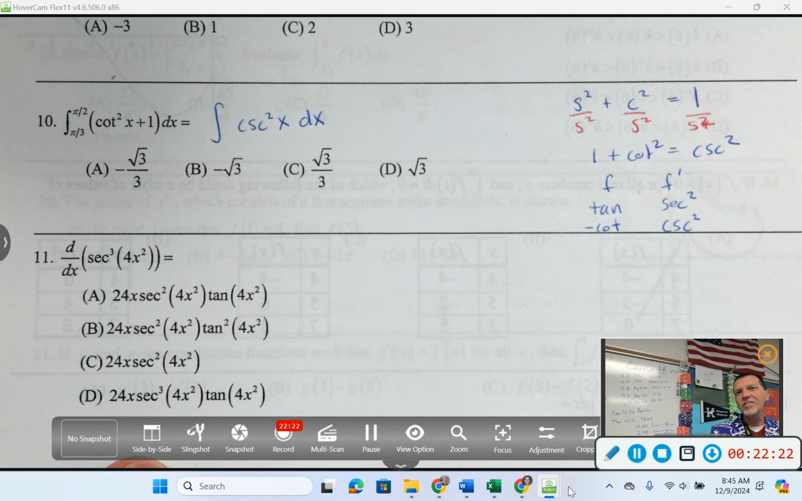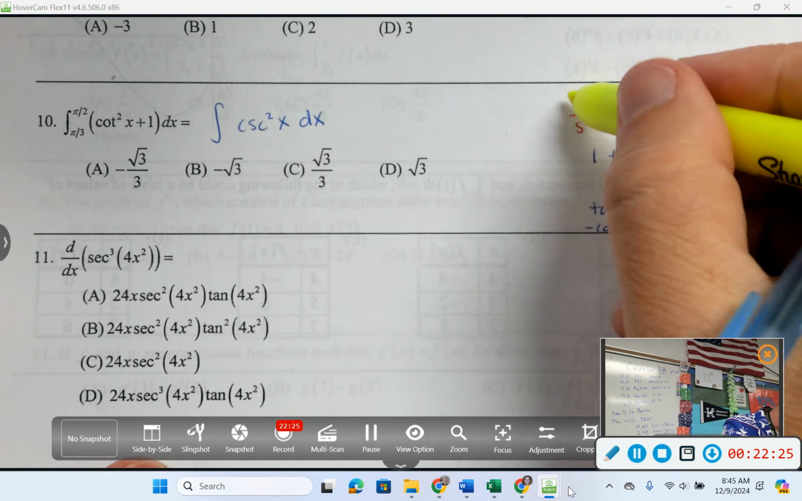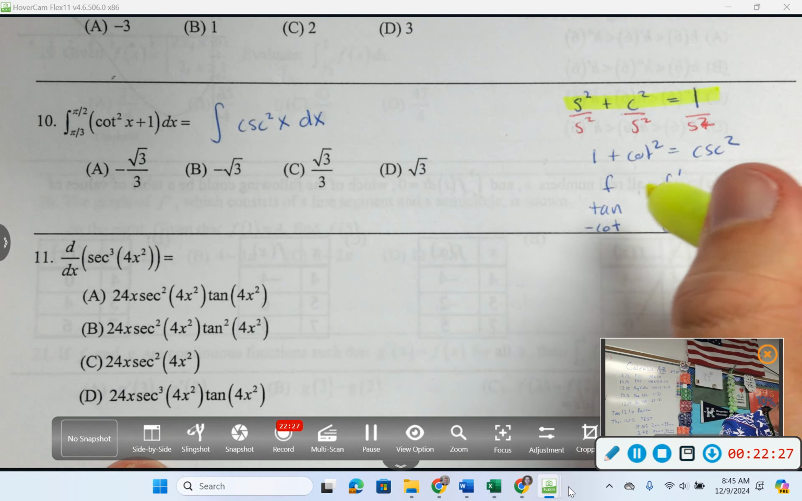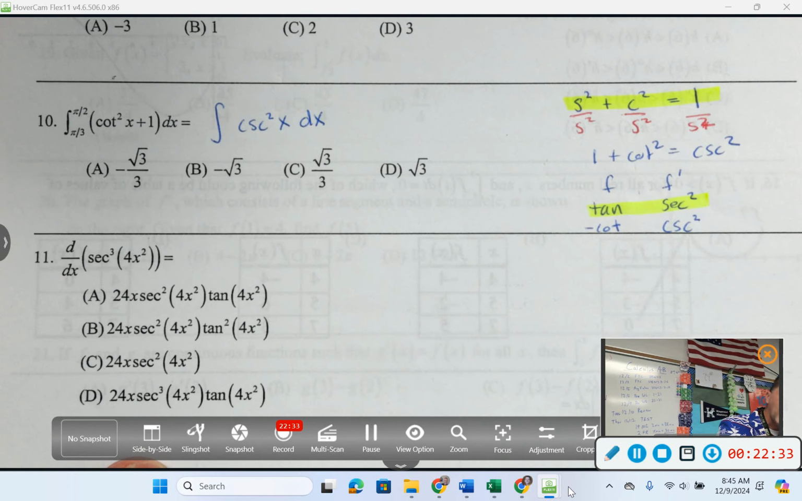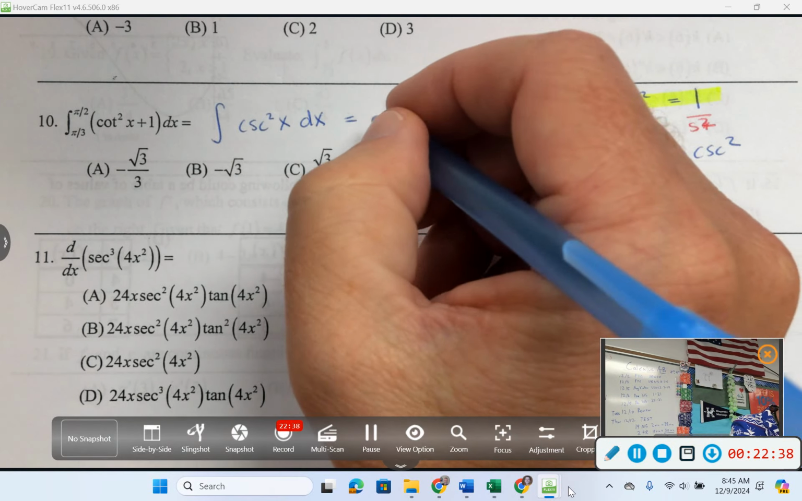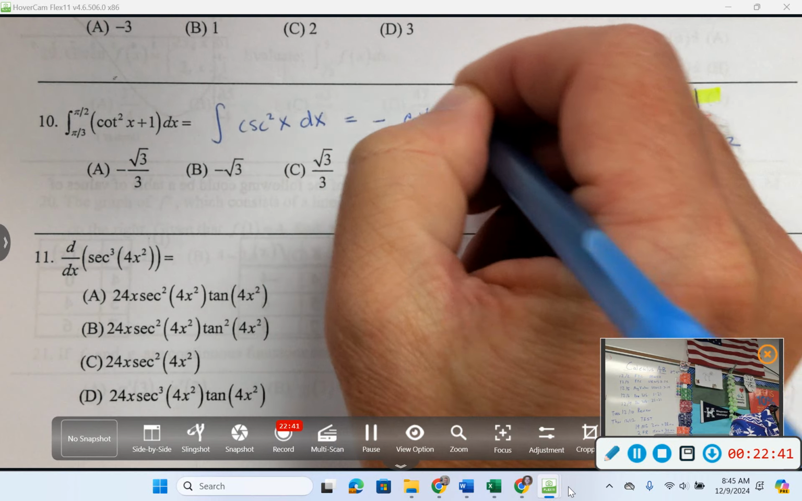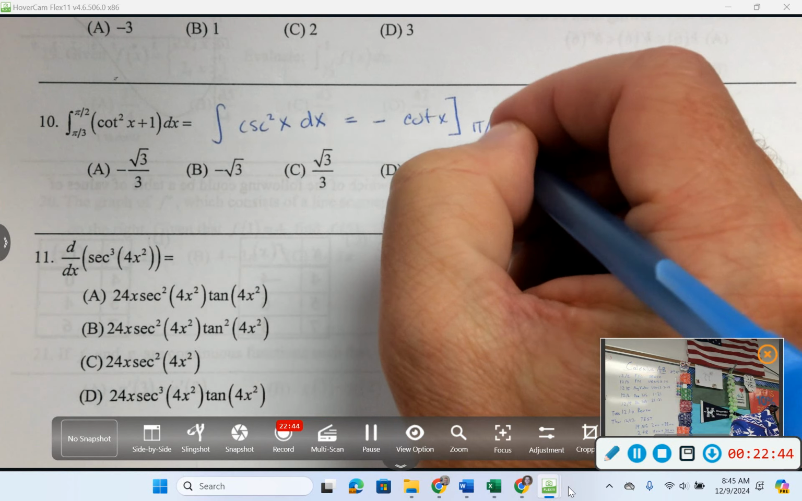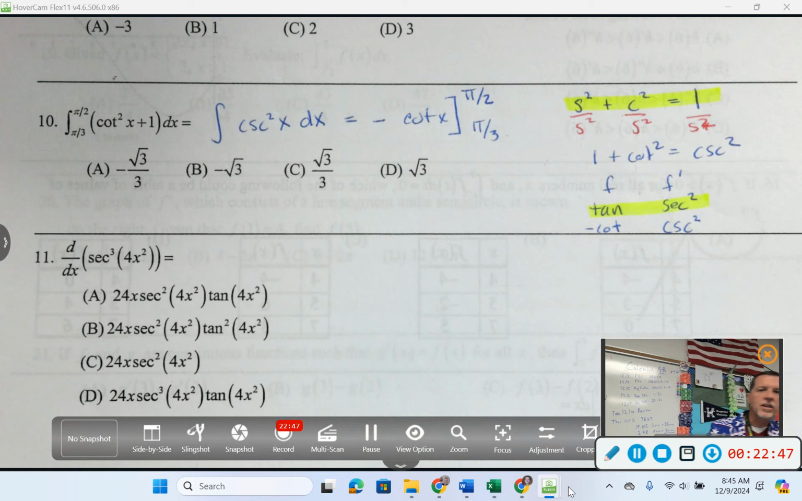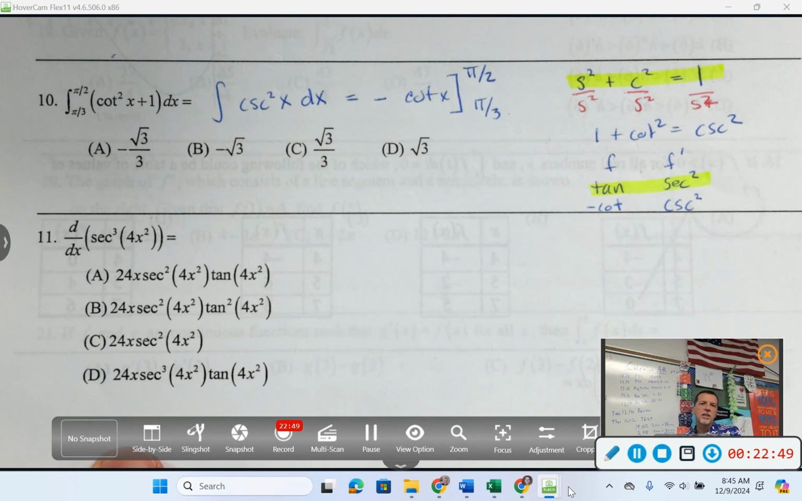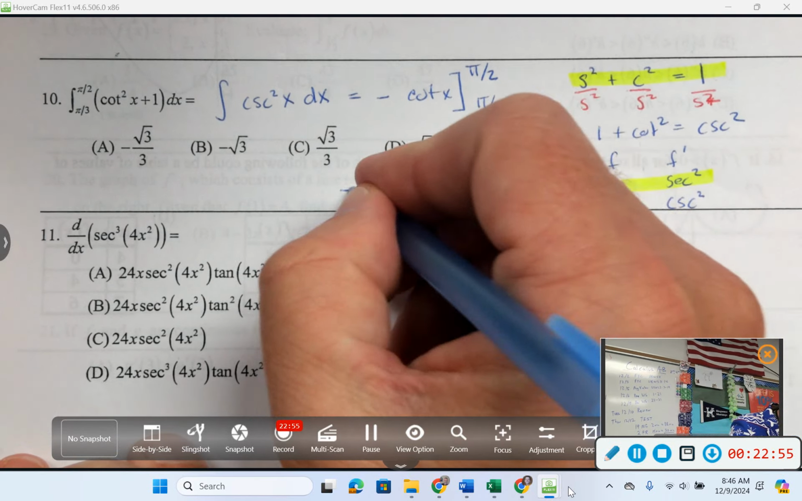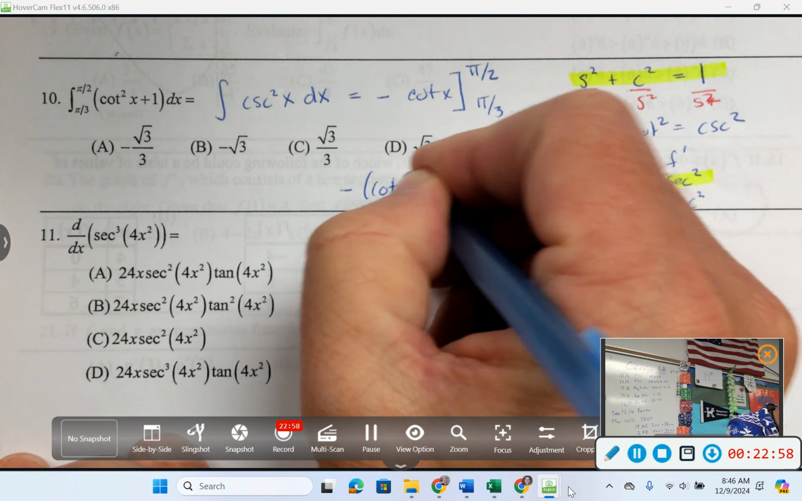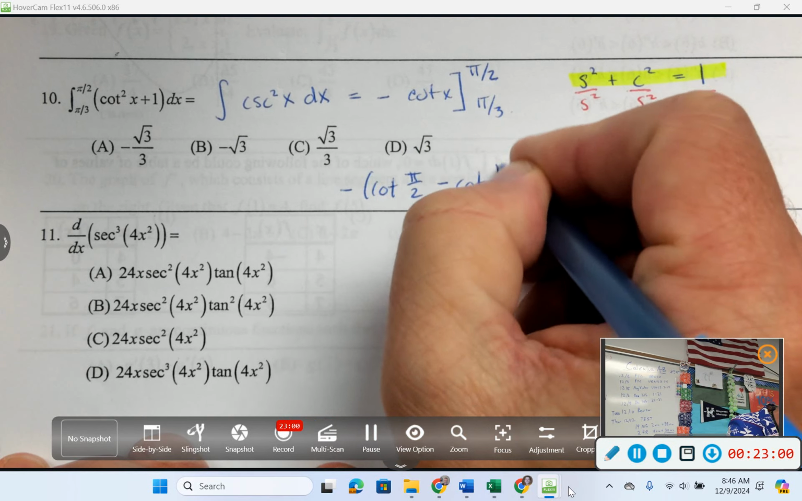Alright, so I don't have all of the trig things memorized. I have the important stuff memorized. No offense to cotangent squared and cosecant squared. Those are not the things that I have memorized. I can figure out the rest. So this is negative cotangent of x from pi over 3 to pi over 2. Negative cotangent pi over 2 minus cotangent pi over 3.